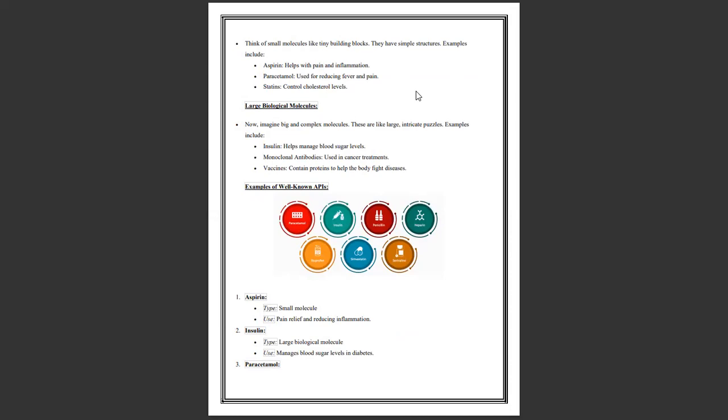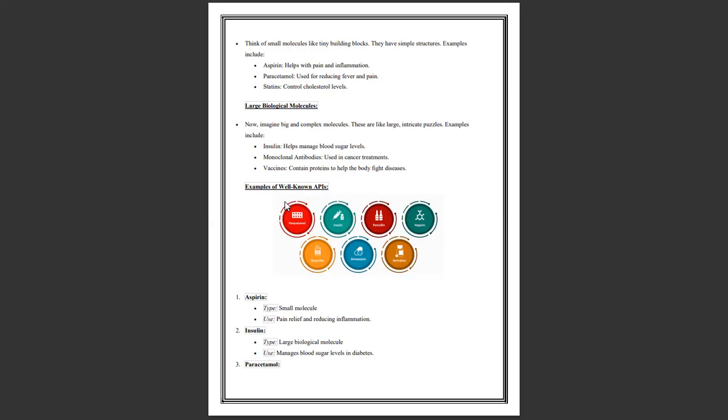Now imagine big and complex molecules. They are like large intricate puzzles. Examples include insulin, monoclonal antibodies, and vaccines. Insulin helps manage blood sugar levels. Monoclonal antibodies are used in cancer treatment. Vaccines contain proteins to help the body fight diseases.